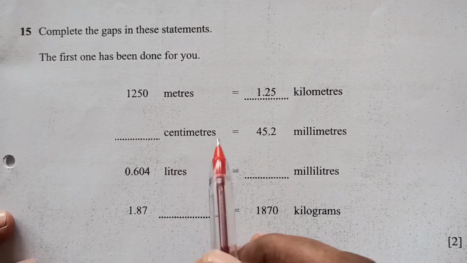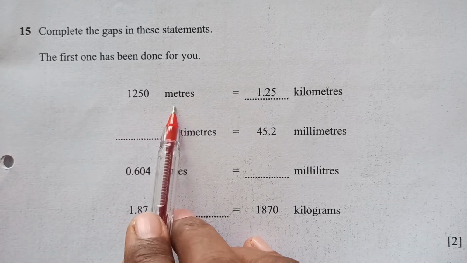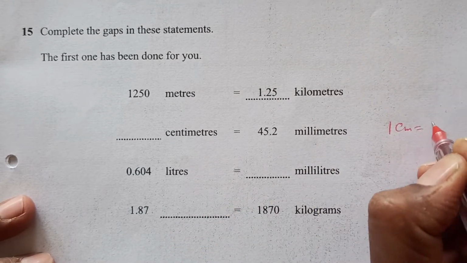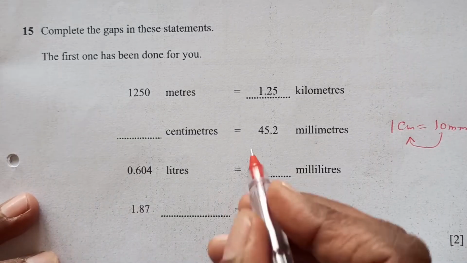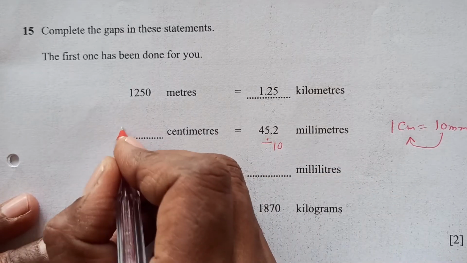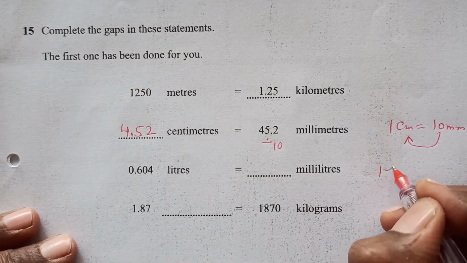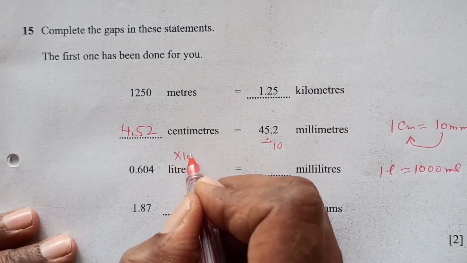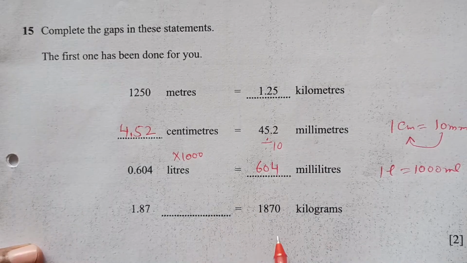Okay. Now number 15. Complete the gaps in these statements. The first one has been done for you. 1250 meters into kilometers. Now millimeters to centimeters. 1 centimeter is equal to 10 millimeters. So we are going towards the left hand side, so we are going to divide by 10. When you divide by 10, the decimal will move here. So 4.52, right? Now liters to milliliters. 1 liter is equal to 1000 milliliters. So we are going to multiply here by 1000. So that will give you 604, right?